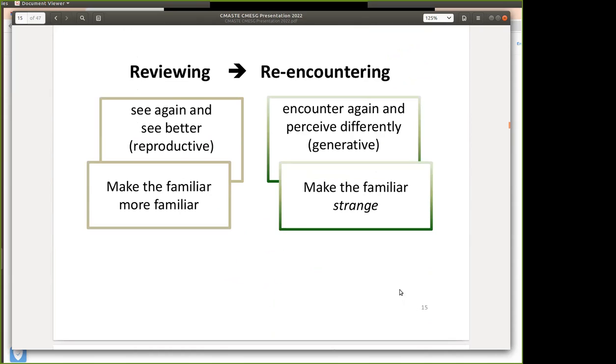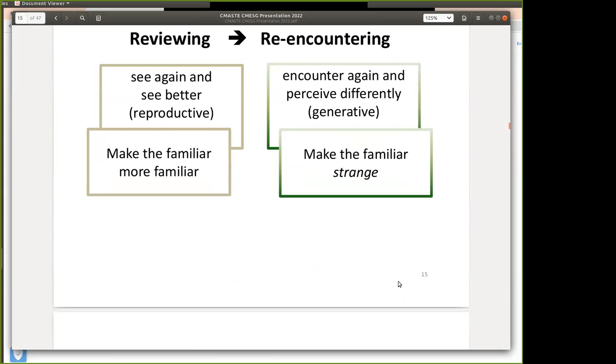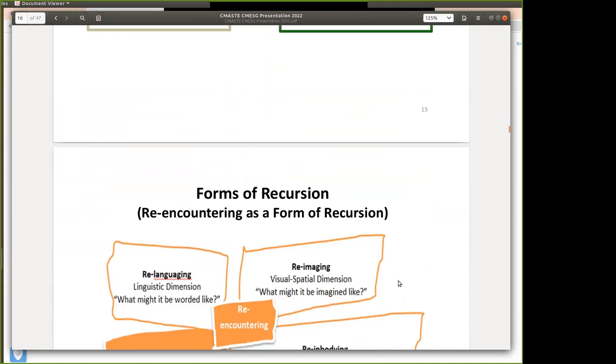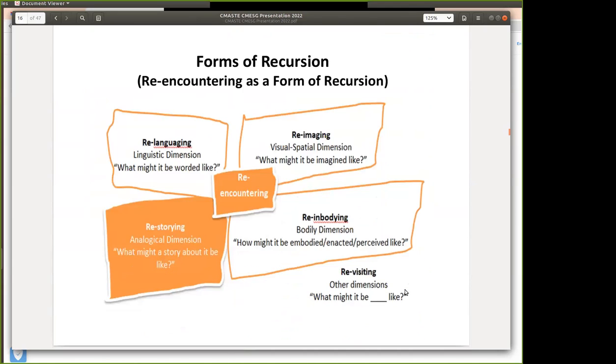For revealing, it's reinterpreted as re-encountering. Revealing is not reproductive, not just trying to see something again and see it better, or making it more familiar. It's to re-encounter what we have encountered before and try to perceive it differently. So it's a generative process, a process to make the familiar strange. And there are 3+1 forms of re-encountering.